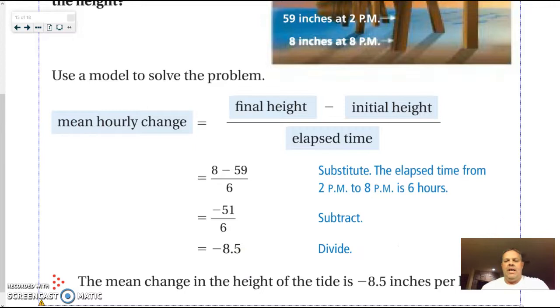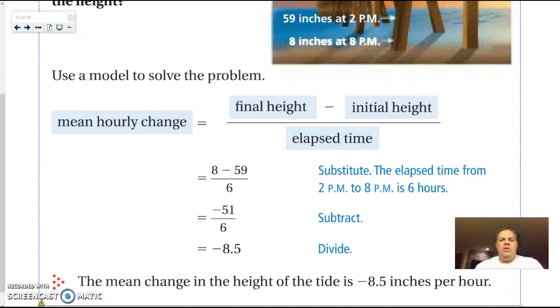That means the tide changed in height 8.5 inches per hour, and actually it was negative because it was dropping. It went from a high point of 59 to a low point of 8 inches. Today in our problems, you may have to do the mean. In order to do the mean, you will add them all up and divide by that number.